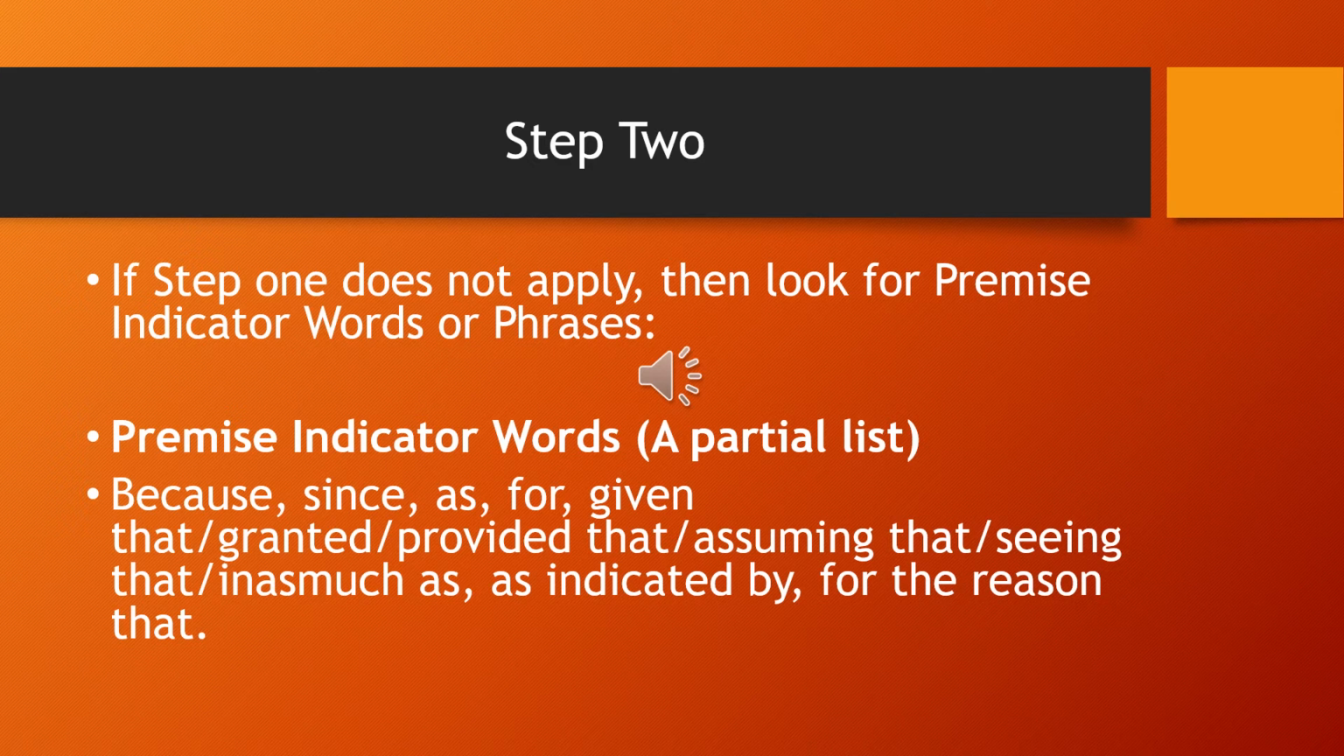So step 1, you look for conclusion indicators. If you do not find a conclusion indicator, then you look for premise indicators. So far, so good. But what do you do when there's no indicator words at all? And that's the step we need to look at next.